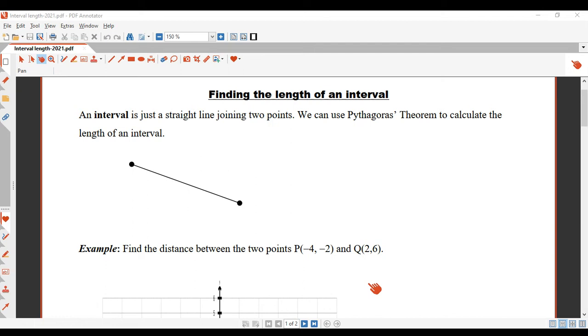Right, we're going to look at finding the length of an interval. This is a brand new topic we're starting today. So this is the first idea we're going to look at, finding the length of an interval.